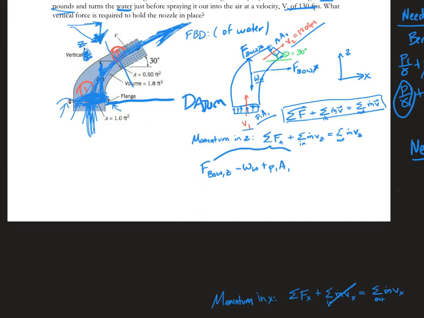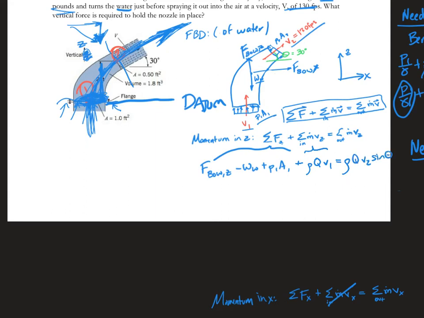And I think that those are all of our forces. Okay, and then we're going to have plus, this thing is going to get split out. It's going to be just like the last time. So it's going to be rho Q V1 equals rho Q V2 sine theta.